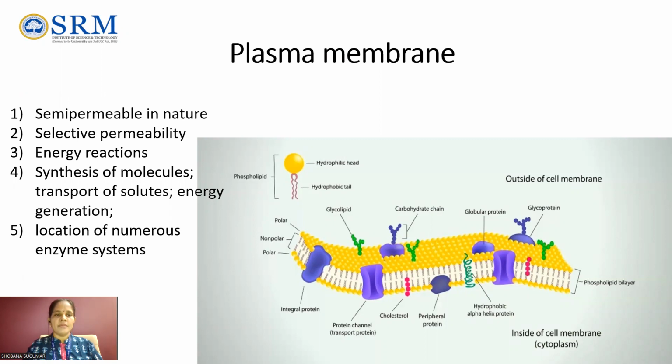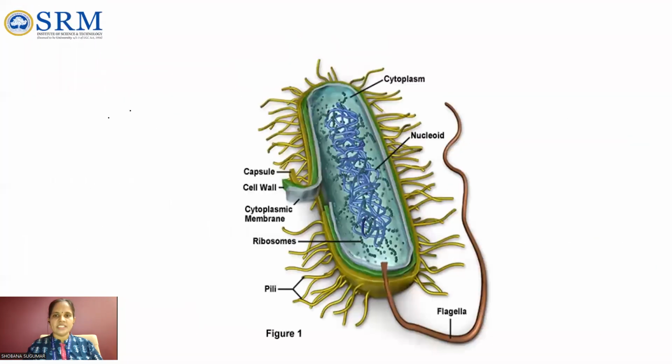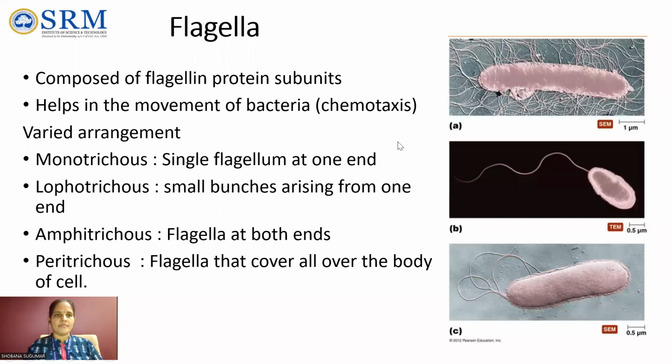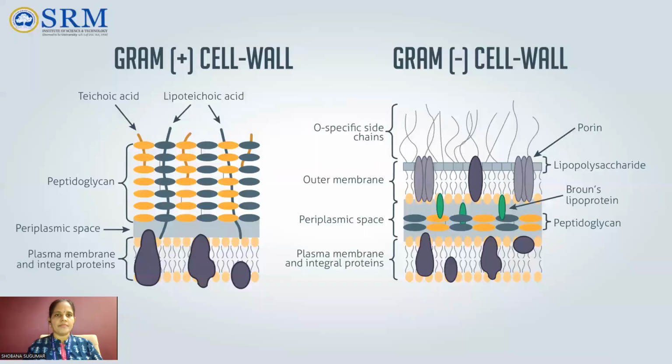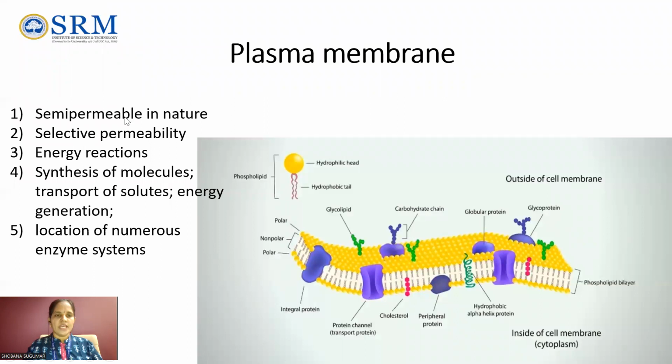In the first diagram we saw the capsule, and then we saw the cell wall. The next layer we are going to see is the plasma membrane. They are semi-permeable in nature, with selective permeability. Energy reactions take place in the plasma membrane: synthesis of molecules, transport of solutes, energy generation, and the location of numerous enzyme systems are present in the plasma membrane.